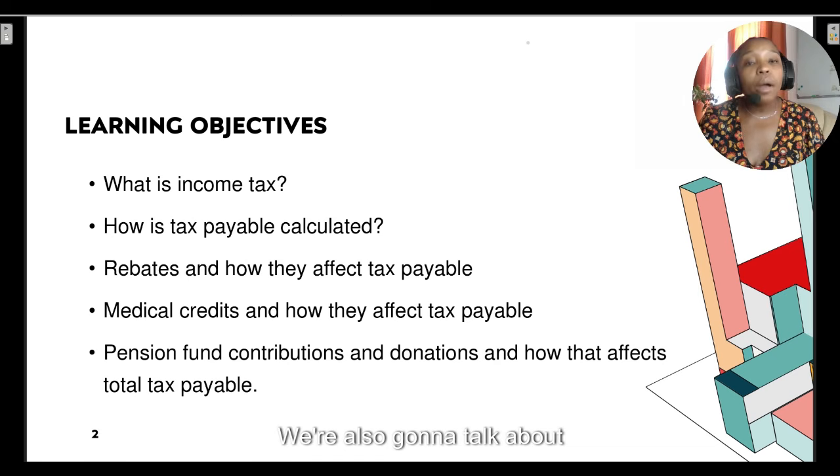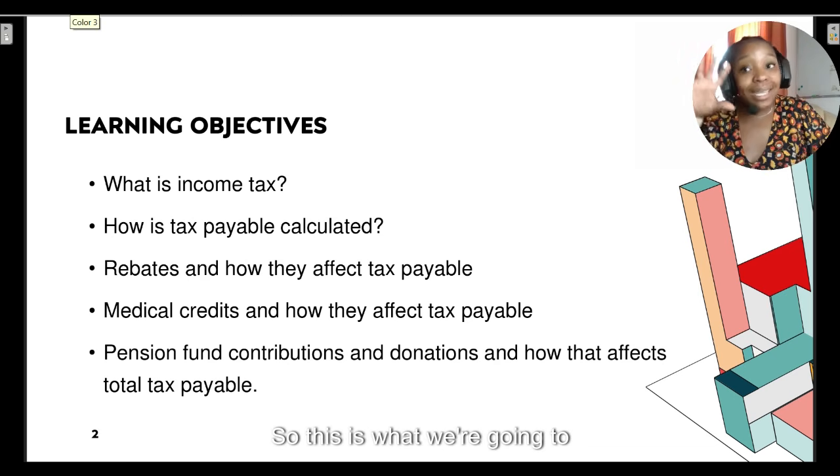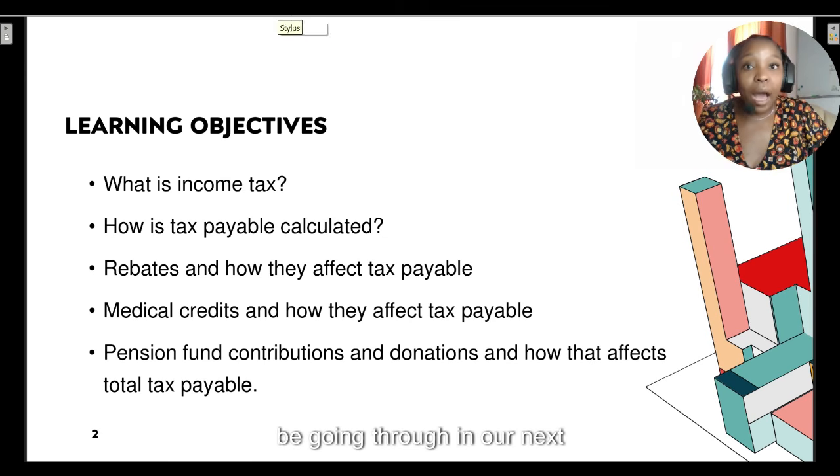Okay, we're also going to talk about what is a tax threshold. I forgot to just put that there. So this is what we're going to be going through in our next lessons.